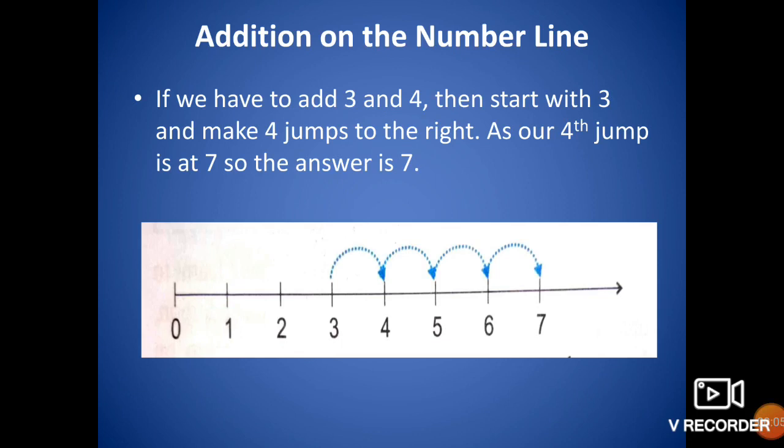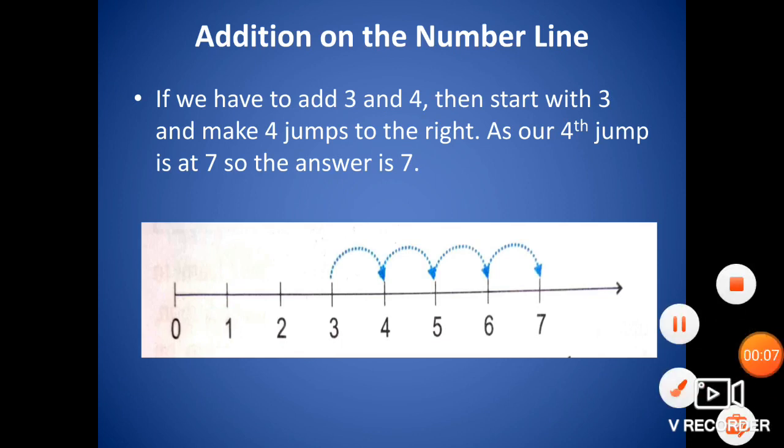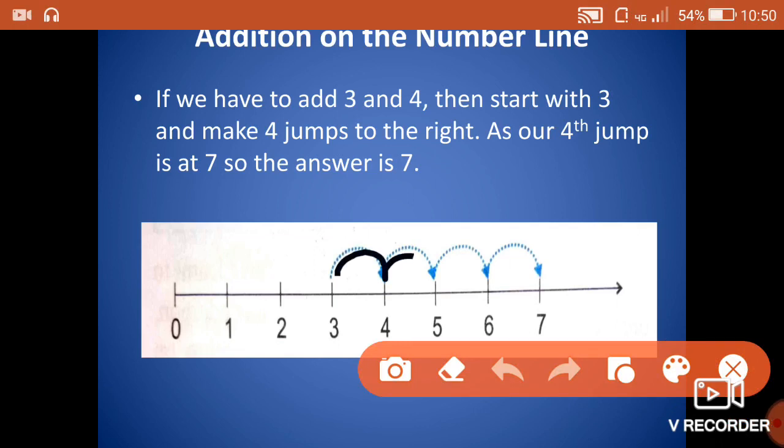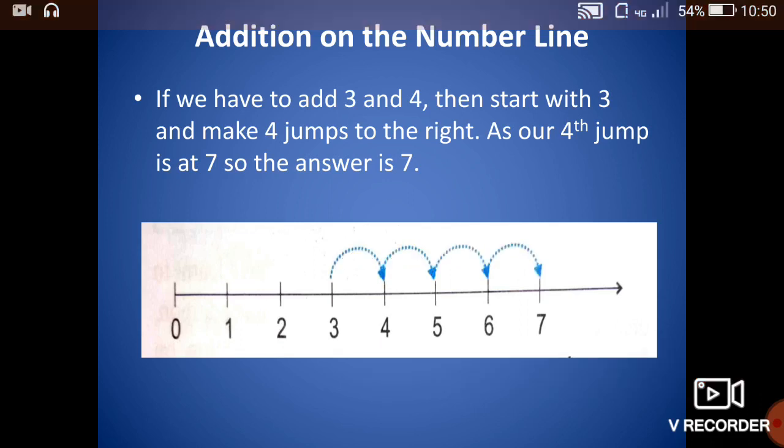We will consider the following example, 3 and 4. In order to add 3 and 4, we will start from 3 and make 4 jumps. 1, 2, 3, 4. As our fourth jump is at 7, the answer is 7. So 3 plus 4 is 7. This is how we perform the addition operation on the number line.